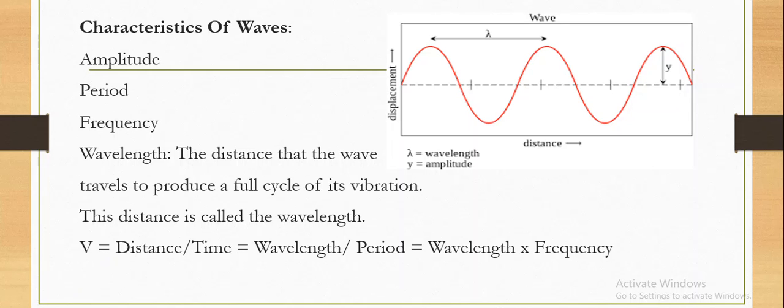The velocity of a wave is equal to the product of its wavelength and frequency. Frequency is the number of vibrations per second. And the wave velocity is independent of its intensity. So v is equal to distance by time. Then it is equal to wavelength by period, which is equal to wavelength into frequency, because period is 1 by frequency. So multiplying it, we are getting wavelength into frequency. So this is the formula for the wave velocity.